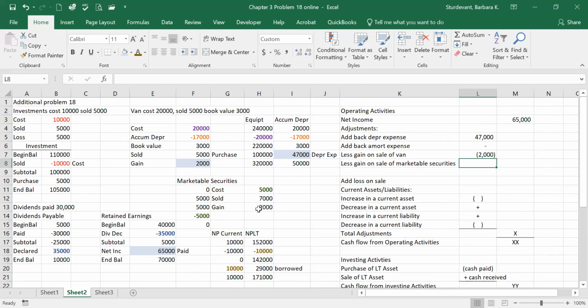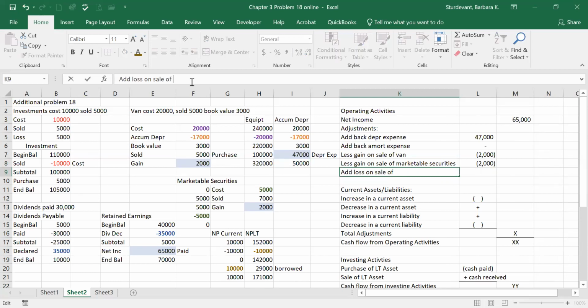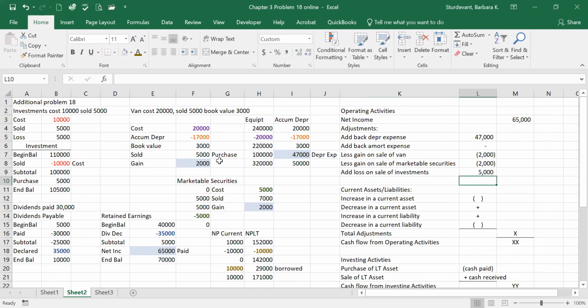Okay, and so now we're going right here. And we had the second gain. Okay, so now we got our gains. Now what? Do we have anything else? We have a loss, right? of 5,000 from investments. Okay, and we're actually going to add that. And so now we've used this.